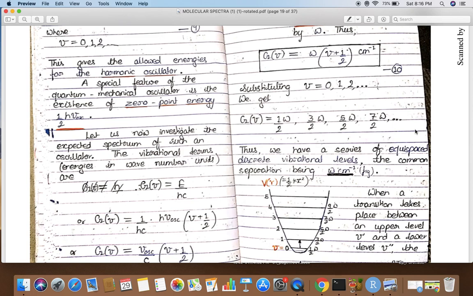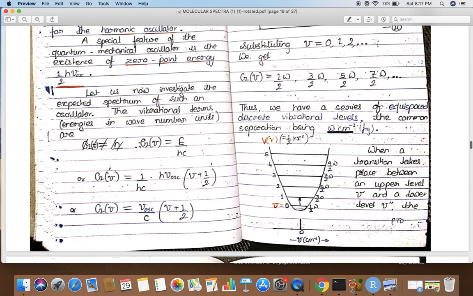Exactly in quantum mechanics, what we got is 1/2 ħω, 3/2 ħω. Here we are representing this in wave numbers. So once we have a series of equispaced discrete vibrational levels, the common separation is just ω cm⁻¹. Then we have a zero point. Now once we plot these frequencies, this is my potential. Then this energy is not at zero; you have some finite energy.